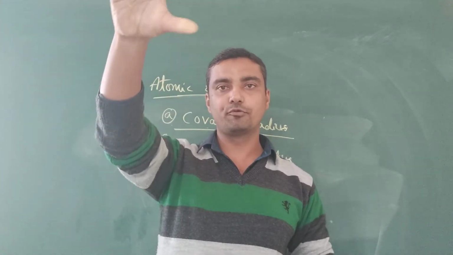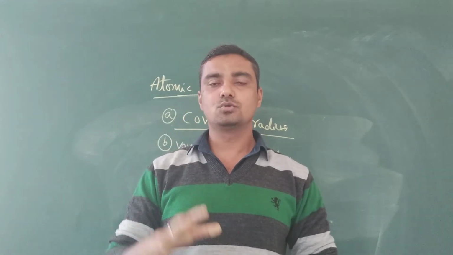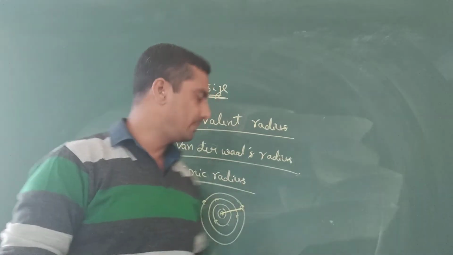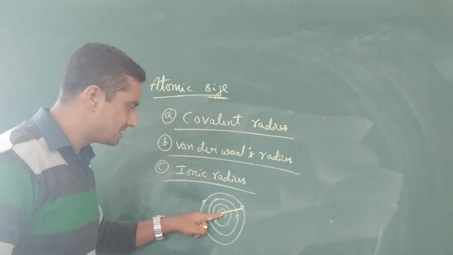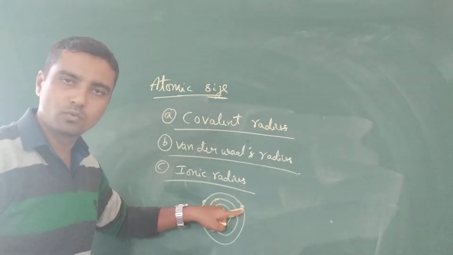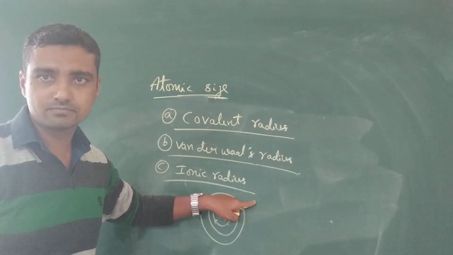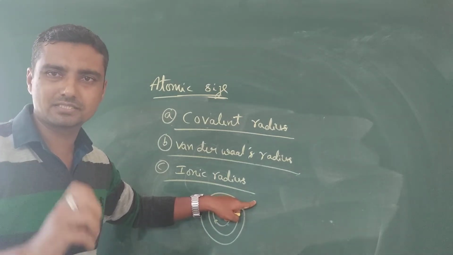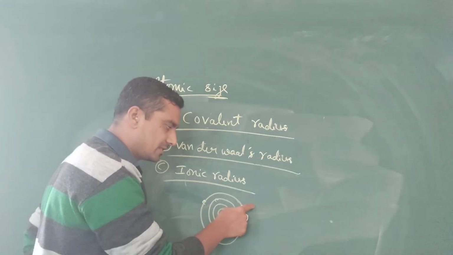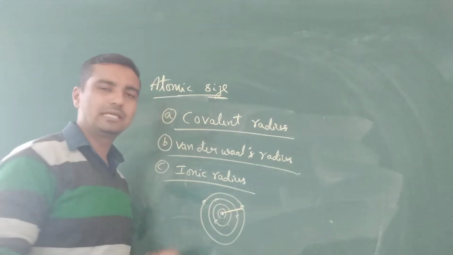So the nucleus has influence only on the nearest shells of electrons, right? That is what we call the radius, the ionic radius. If an electron is there but the nucleus has no influence on it, there is no force of attraction, so we can't consider that one. We have to consider only this region, and this is what we call the ionic radius.